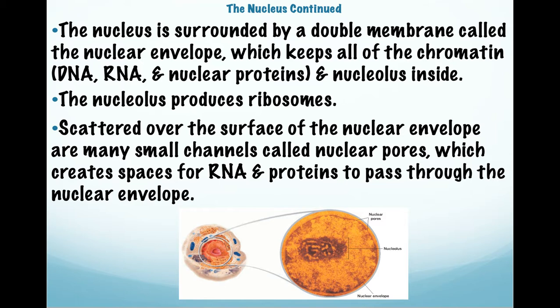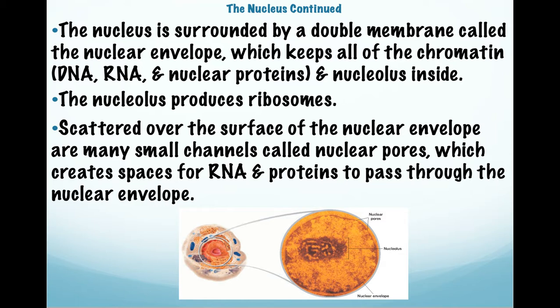The nucleus is surrounded by a membrane called our nuclear envelope. It keeps the chromatin, which is uncoiled DNA, inside. Inside your nucleus, you'll also see in that image down below a dark spot called the nucleolus. The nucleolus is where ribosomes are produced. We'll talk about those in a little bit.